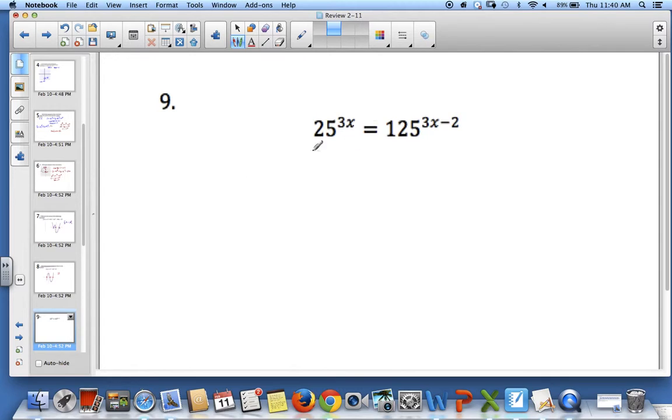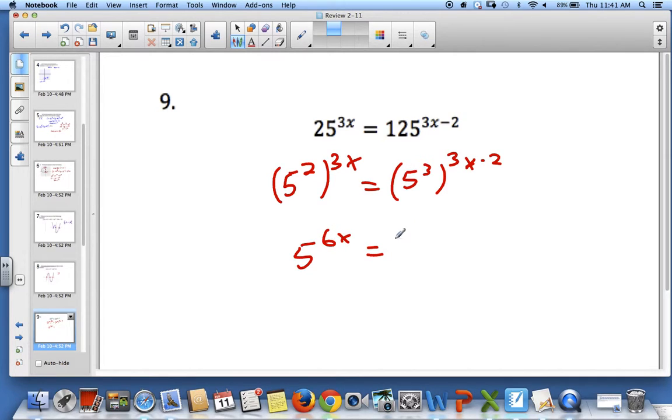Now we get to this type of problem where we have to solve for x. What we want to do for this one is change 25 to be 5 squared. We've got to get a common base for 25 and 125. So basically I'm going to rewrite this just as this. This is 5 to the third, that's 125, to the 3x minus 2. Now the rules for exponents tell me I multiply the exponents here. When I have something to a power raised to a power, I multiply the exponents, so I got 5 to the 6x equals 5 to, now this 3 distributes to the whole thing, so that's going to be 9x minus 6.